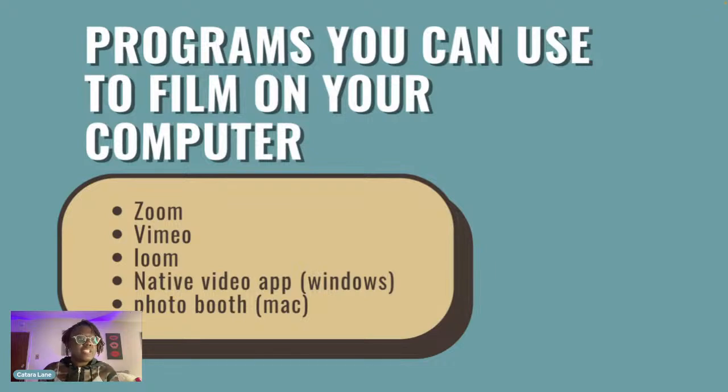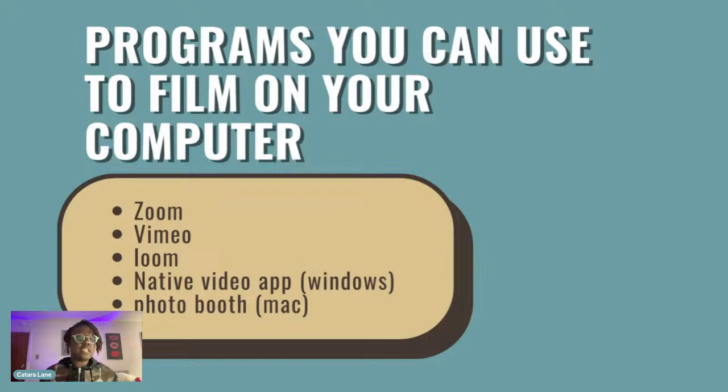So the programs that you can use to film on your computer, there is Zoom, of course. There is Vimeo, and there's also Loom. Those are three programs that you can either go online to get, or you can just download the files to your computer. All of those apps that I just mentioned, you're also able to share your screen and share what you're doing on your computer.